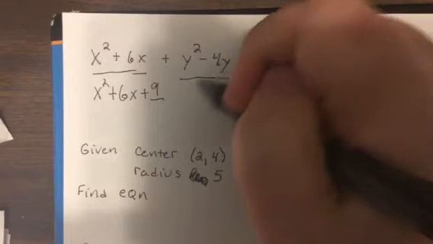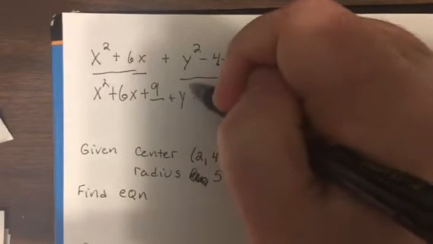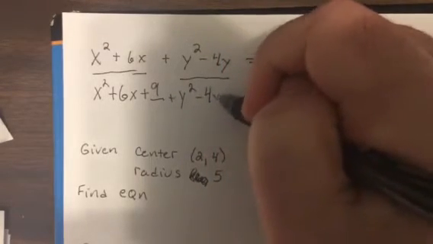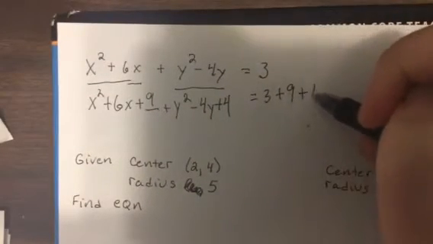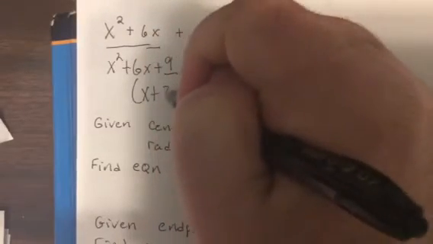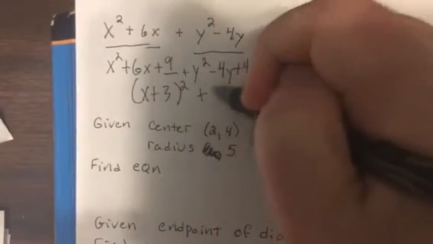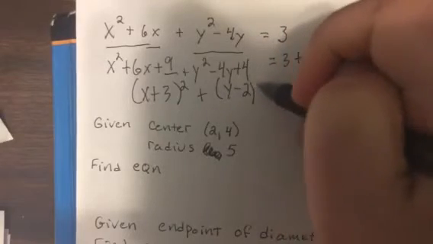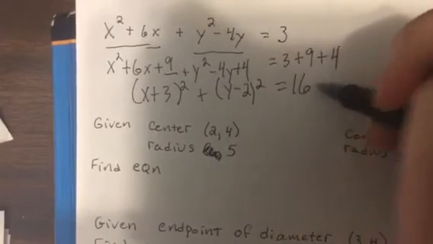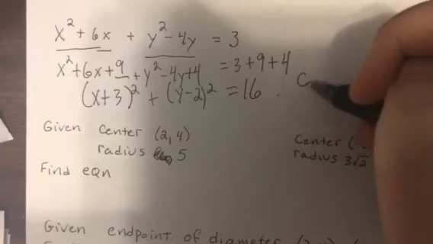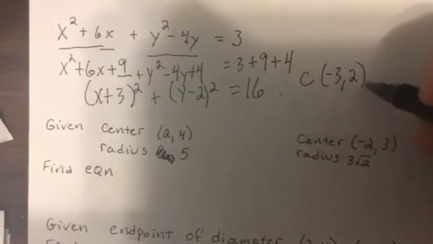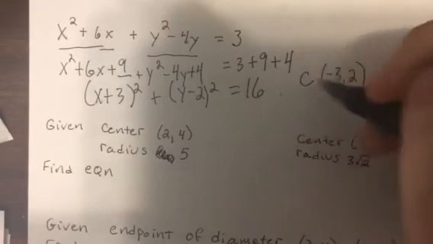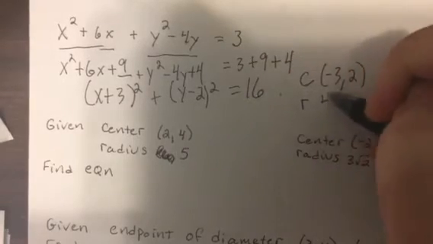Then half of 4 is 2. 2 squared is 4, so I have to add 4 to this side. So I would have, factor this, (x + 3)² + (y − 2)² = 16. So my center would be (−3, 2). Put a dot there if I asked you to graph it, but I didn't. And the square root of 16 is 4.